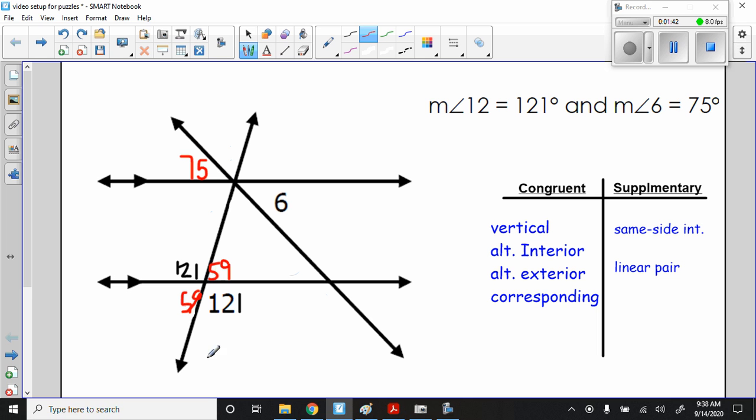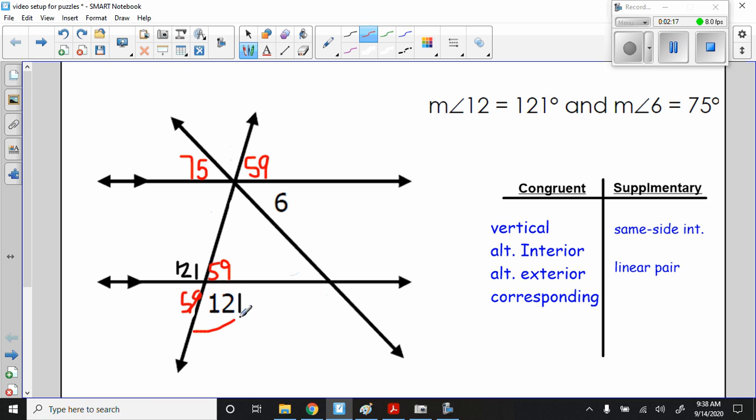Okay, so where can I go from here? Here are the parallel lines, and I have to cross the two parallel lines to be able to duplicate this corresponding angle. So if I take this 59 and I drive across the two parallel lines, this is a top right position like this 59, so they're corresponding. So I can say that. So that's also 59.